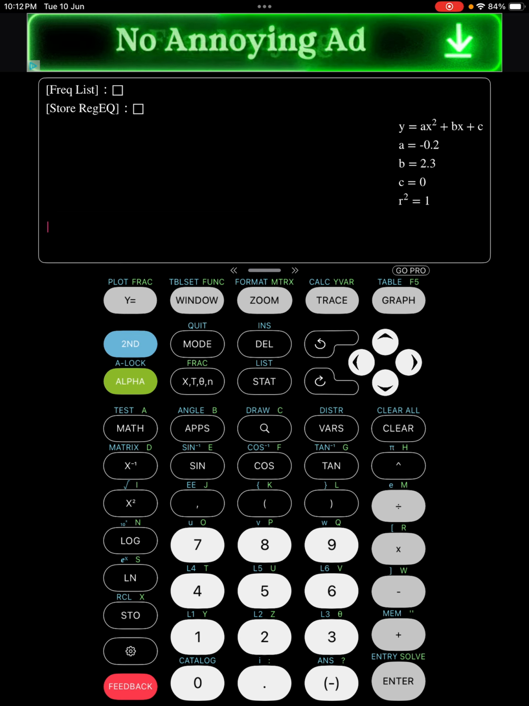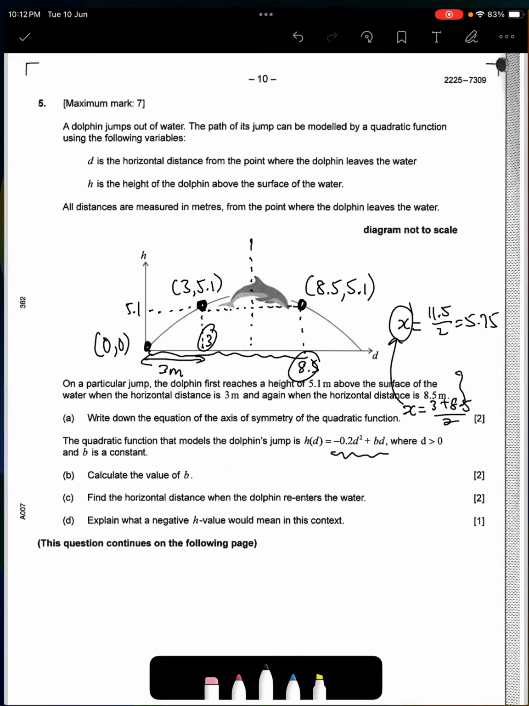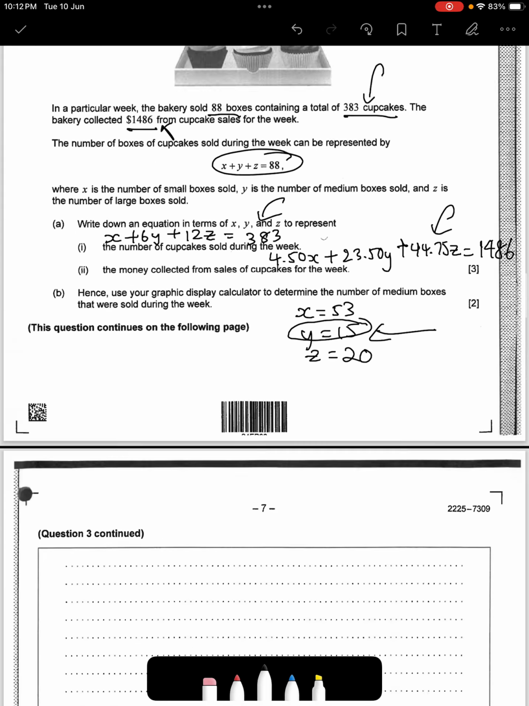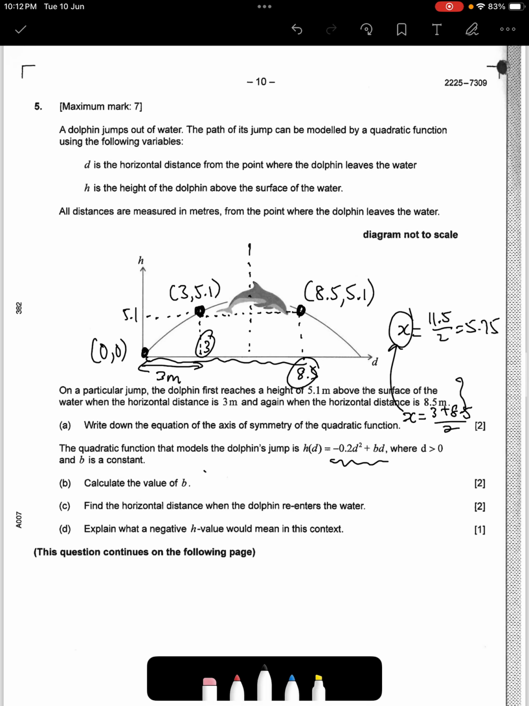All right, so anyway, how do I know that my answer was wrong initially? Because I was expecting a to be negative 0.2, because that's what the question says. The coefficient of x squared was negative 0.2, and now I got negative 0.2, so I know that I'm on the right track. Then b is 2.3, that's what I really want, and c is 0, and that's correct because there was no c in the quadratic function that was given to us, so the answer has to be 2.3. There we go. So b would be 2.3.